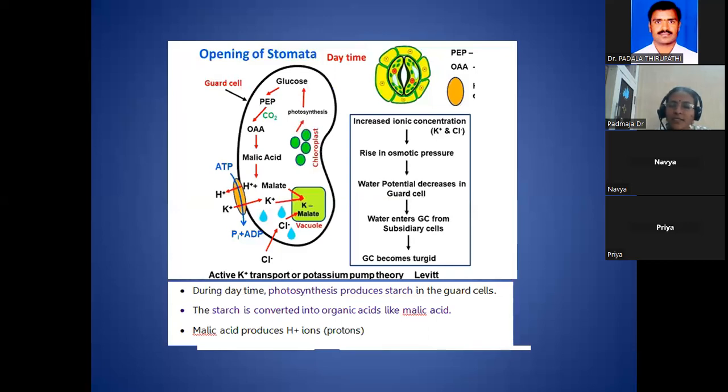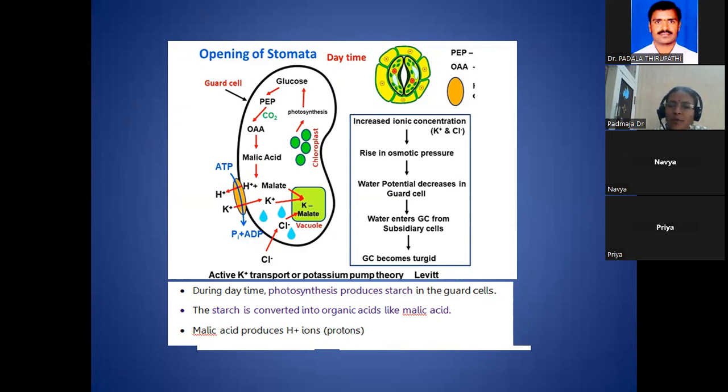When water enters the guard cells, the water potential decreases. When the water is less in the guard cells, they will take water from the subsidiary cells, from the surrounding cells. As a result, the guard cells become turgid. This turgidity is helpful for the opening of the stomata.